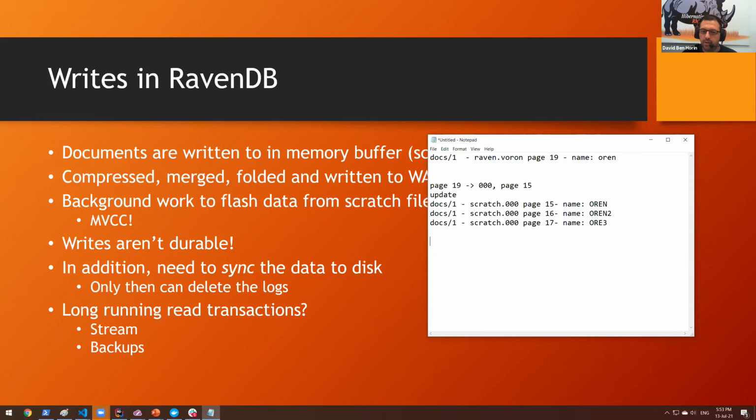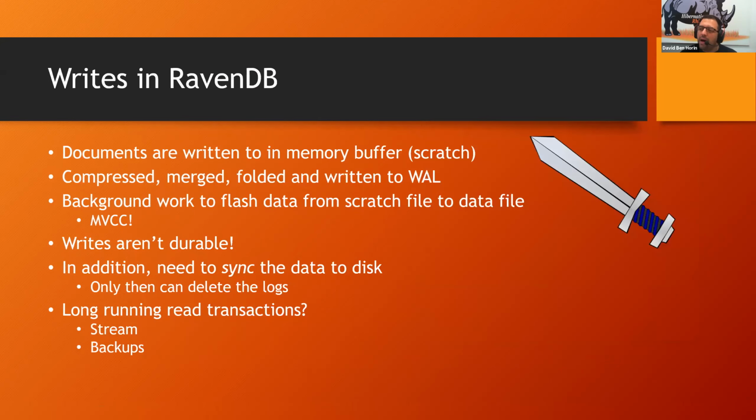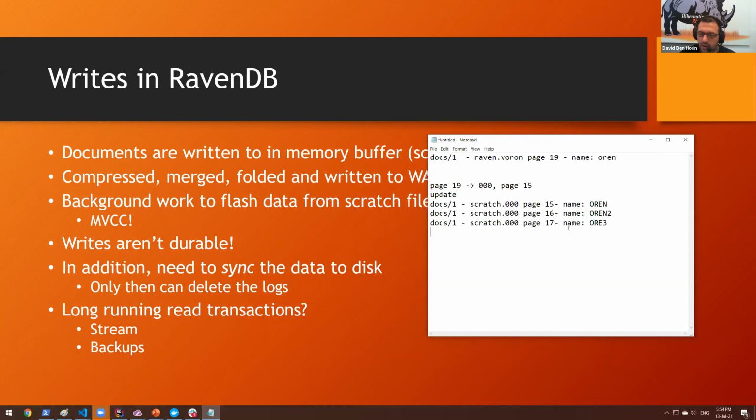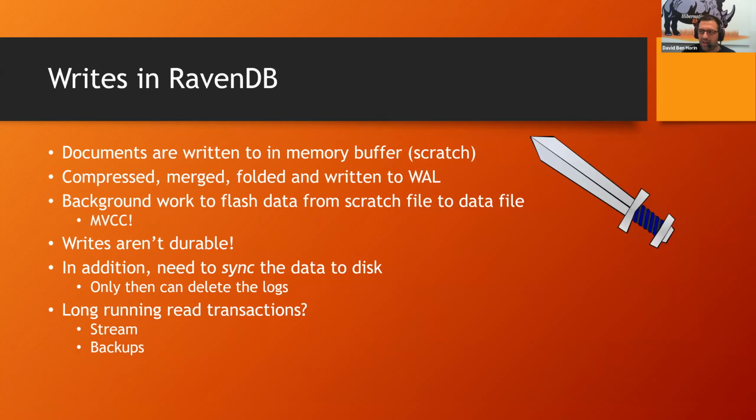Stuff like that. So there is a background process that would copy this value from here to here when we're done. So far, so good. But this is called a flush. Moving from the scratch to the data file is something that we call a flush. Now, it matters because we are not trying to make this durable.